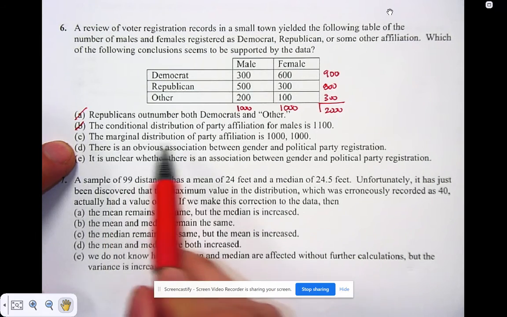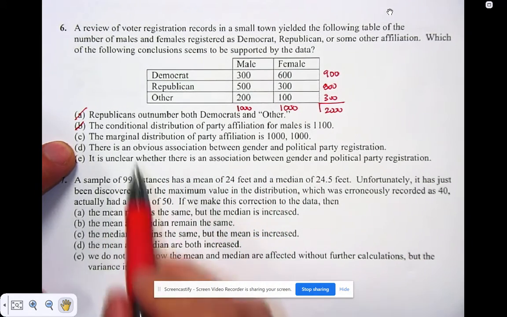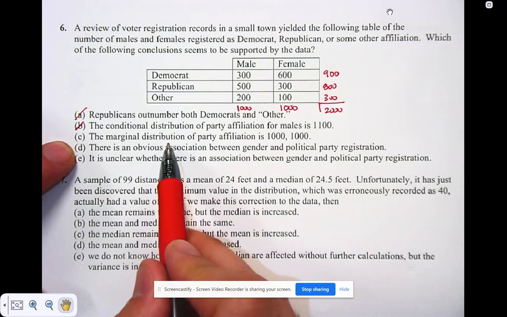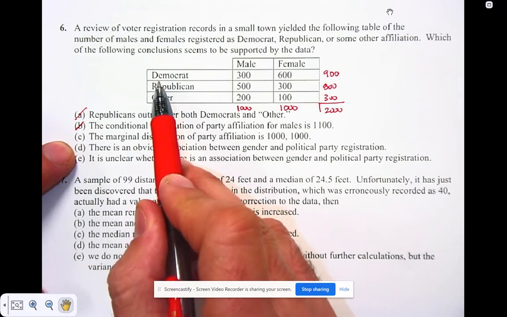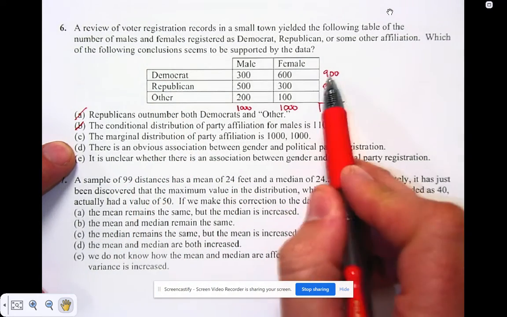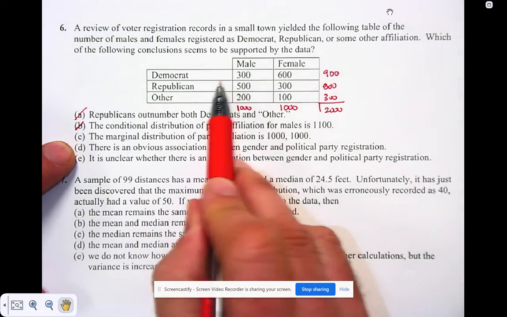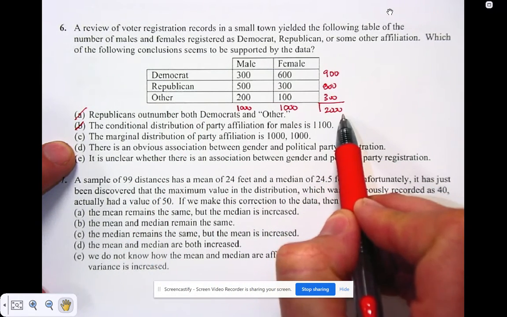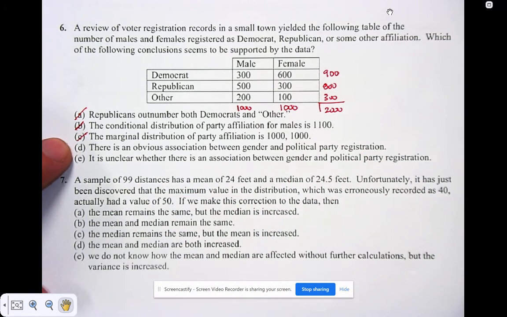It says the marginal distribution of party affiliation is 1,000 and 1,000. Again, marginal distribution, you are going to get percentages. And so of party affiliation, your marginal distributions are totals over table totals. So Democrat would be 900 divided by 2,000, which would give you a percentage. These are just distractors. They make no sense.